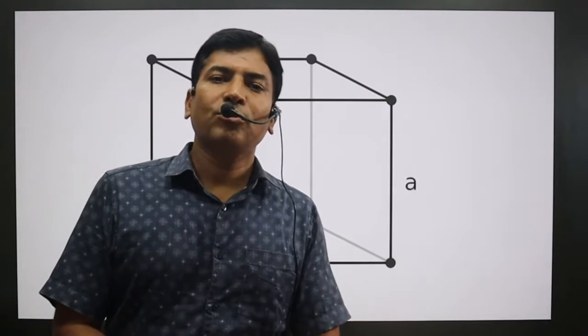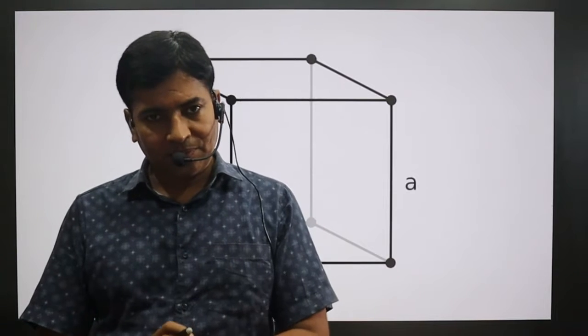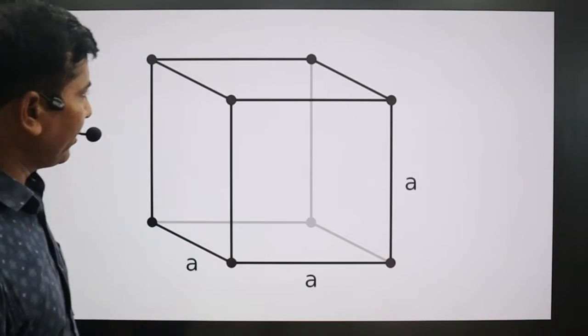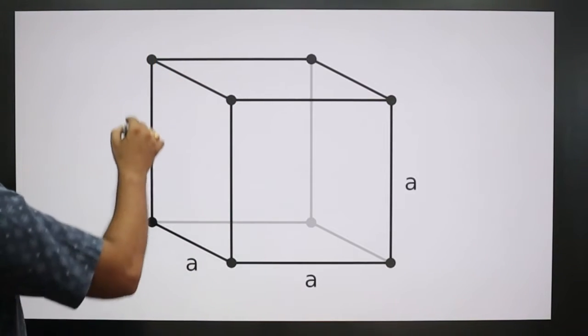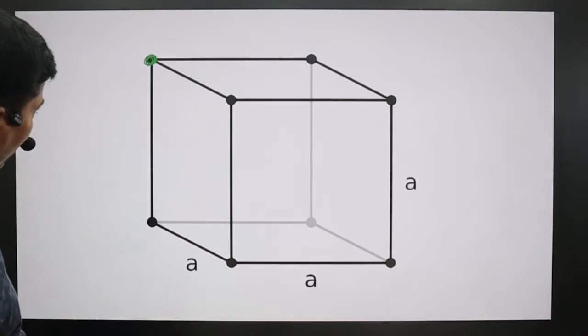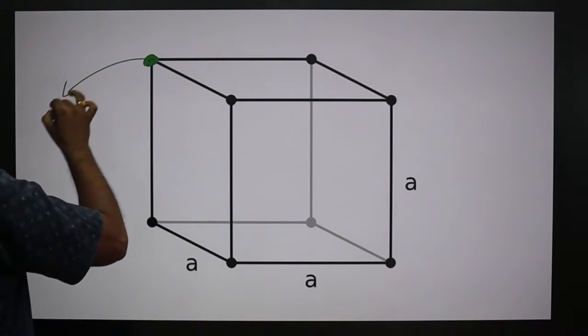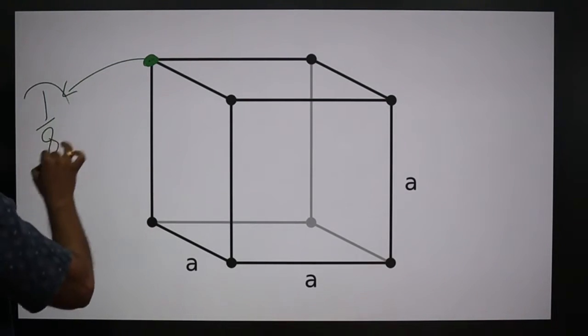In solid state, you might have learned about cubic unit cell and hexagonal unit cell. Always keep in mind, if any atom is present in the corner of the unit cell, what kind of unit cell? Cubic unit cell. Okay. Atom present in the corner, its contribution is always 1 by 8.